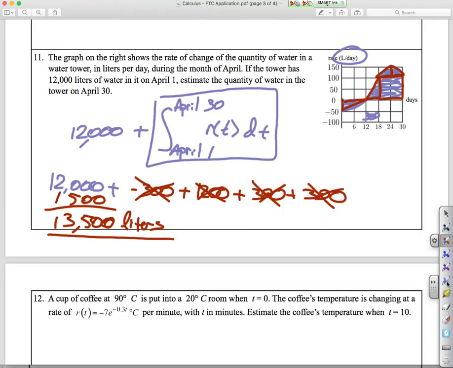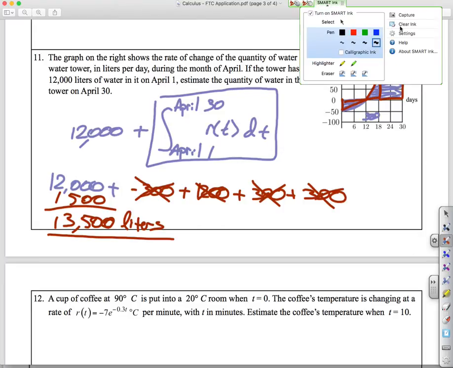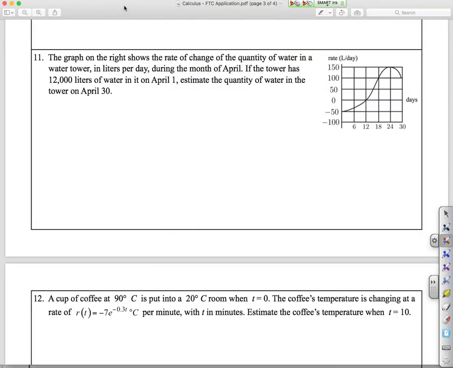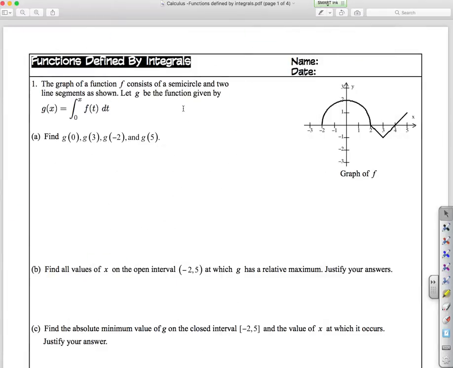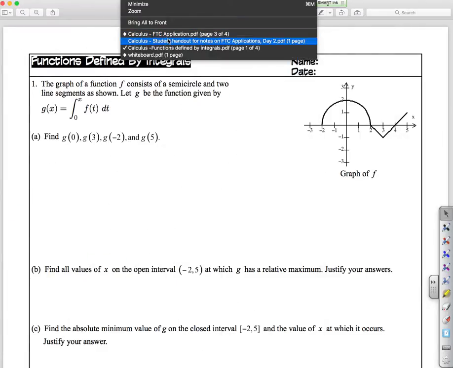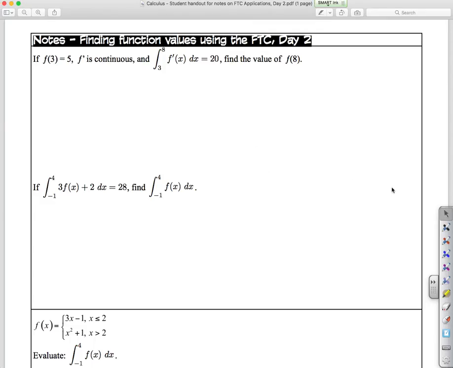Alright, let's move to today's stuff. I'll pass out a sheet here in a second. That's close enough. It's close enough.